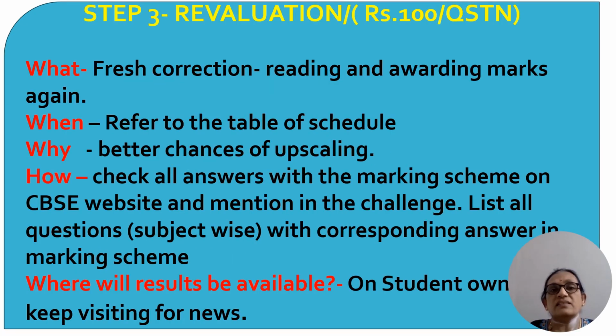The third and final step is the revaluation. Rupees 100 per question. If you have 5 questions in physics, that's 500. If you have another 5 in chemistry, that's 500 again. So a total of 1000 and so on. What is revaluation? Revaluation is correction all over again. Your answers are read again, marked again. So you have better chances of improving your score. When to do it? Remember the table, go back to it, note down the dates and apply without fail.